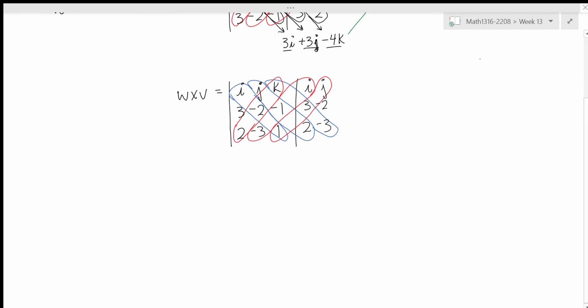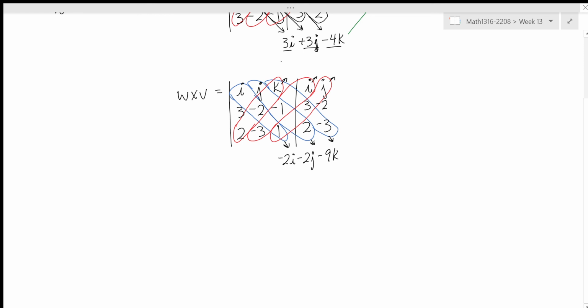Blue going down, red going up. I'm looking at -2I minus 2J minus 9K. I need somebody to verify if that sounds correct or not. Down, down, down. All right, now going up, up, and up.